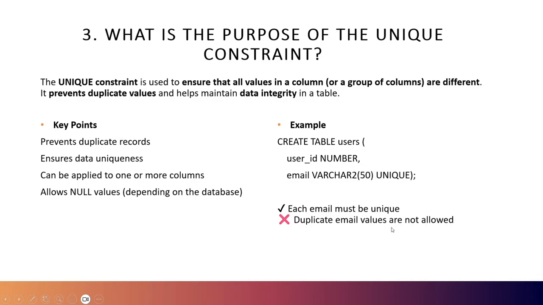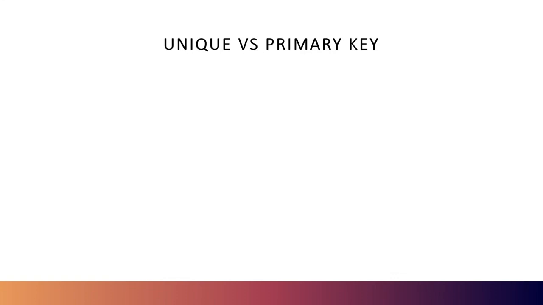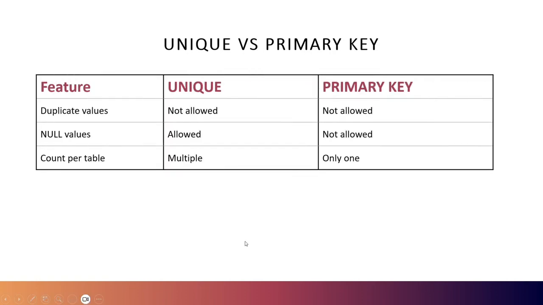Unique versus primary key. Feature: duplicate values are not allowed in unique, and not even in primary key, it should be unique. Null values are allowed in unique, but a primary key cannot be null. If you define it as a primary key, null values are not allowed. Count per table: unique can be multiple, primary key can be only one.